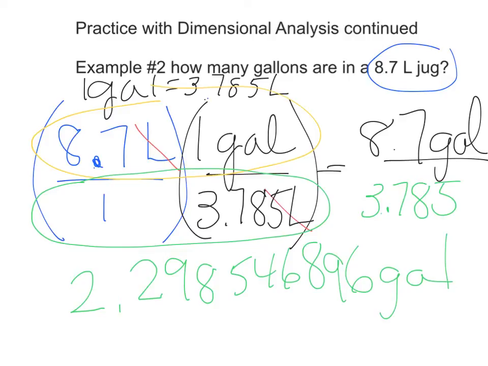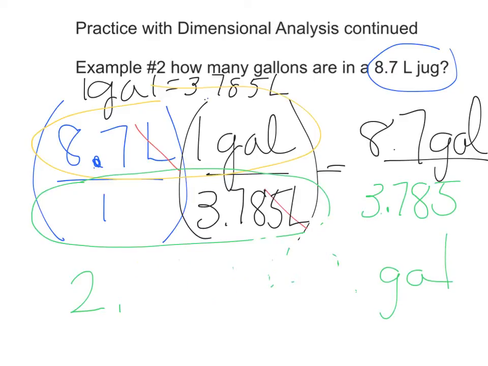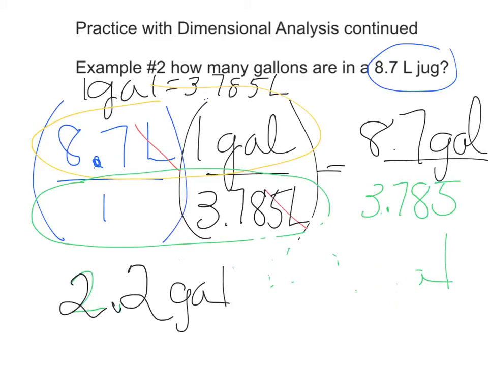Well, again, we don't count significant figures from our conversions. So we've got to cut this down to 2 significant figures. So I'm going to need to get rid of all these other numbers that the calculator spit out. And I'm going to need to round that, of course, to 2, instead of 2.29, 2.2 gallons. And so there is our answer. So now we know that if we have an 8.7 liter jug, it's only 2.2 gallons.